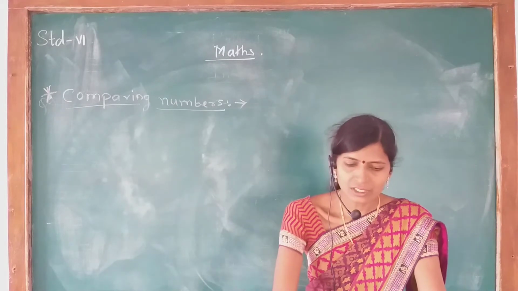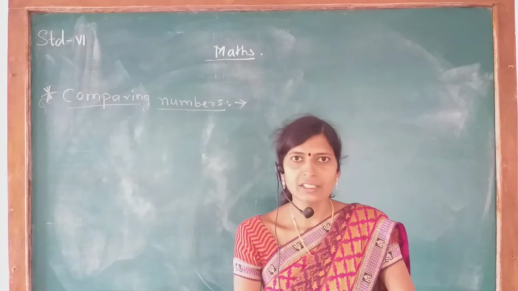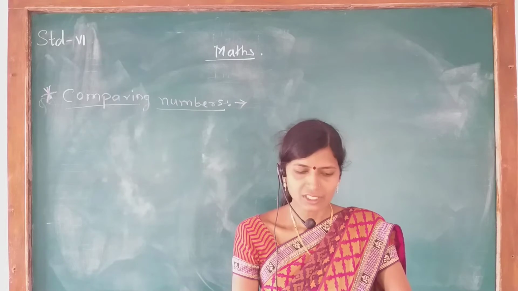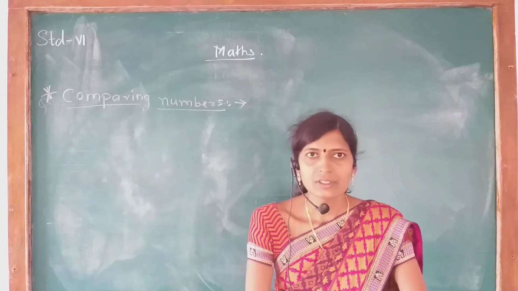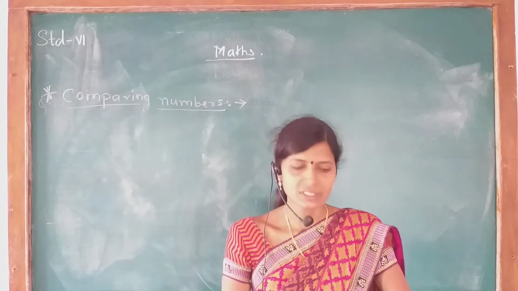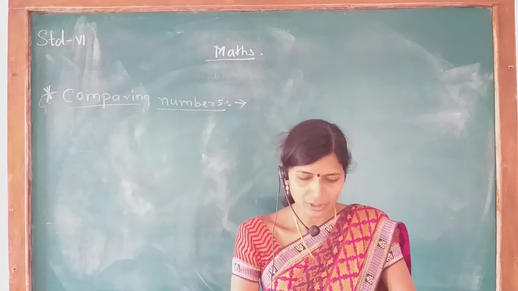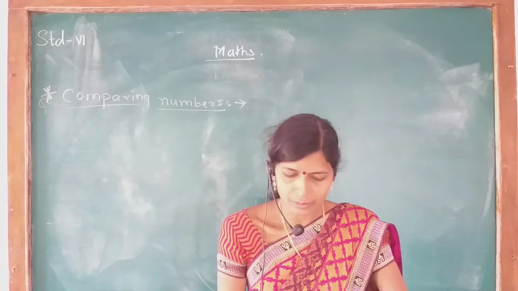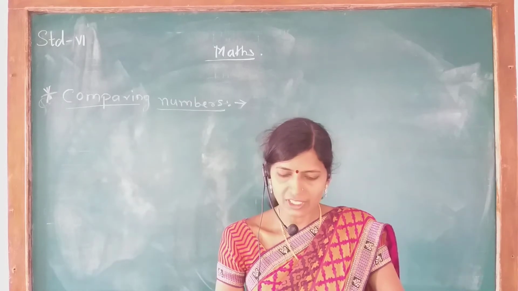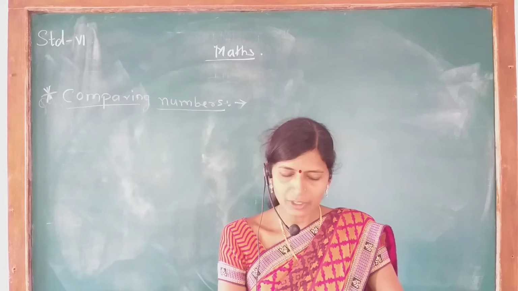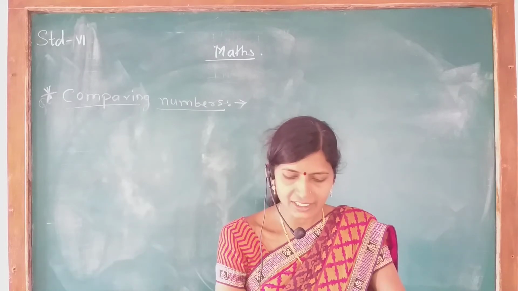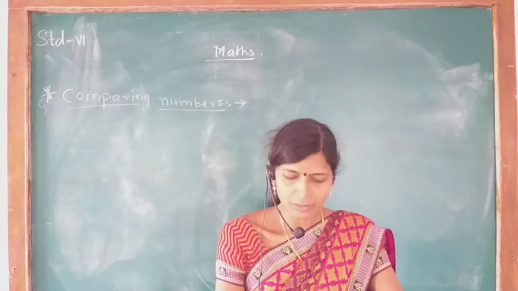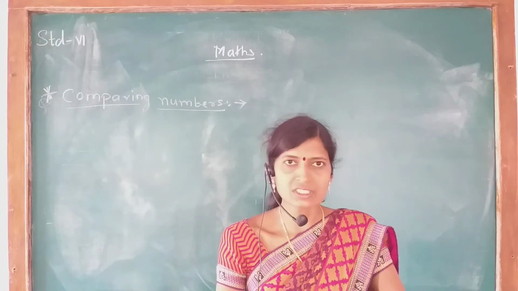Okay. So see here, open your textbook, page number 9 of your math textbook, and see the point, that is comparing numbers. There are three steps given which we have to use to compare the numbers. I am reading the steps, you see in your textbook. The first step is to count the number of digits in each number. If the given numbers have unequal number of digits, then the number with more digits is greater than the number with fewer digits. If the numbers have equal number of digits, then proceed to step 2.